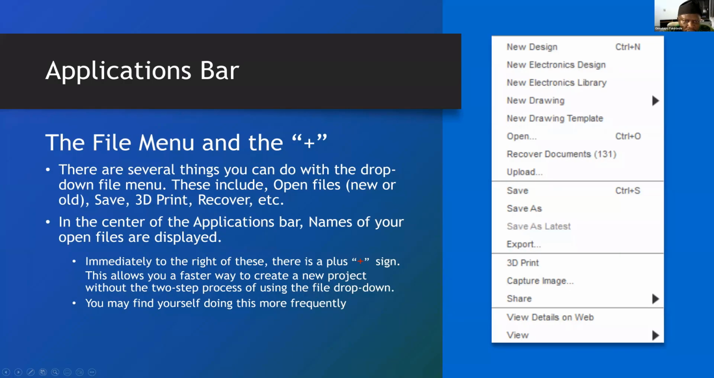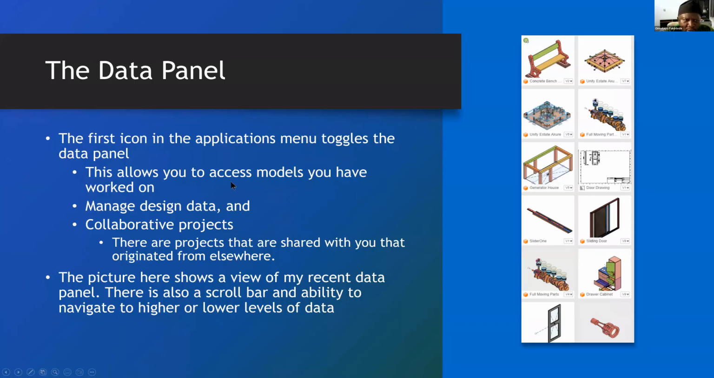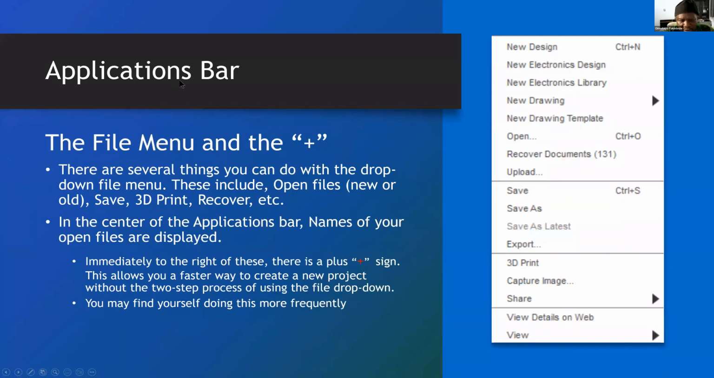And like I said, the other thing on the applications bar is the file menu. In the file menu, there are several things you can do with the drop-down file menu. You can open files, you can save, you can 3D print, you can recover, and there are still more lists of the things you can do. So you just press the plus rather than go through the file menu. So those are the kinds of things you can do. You do this by example.